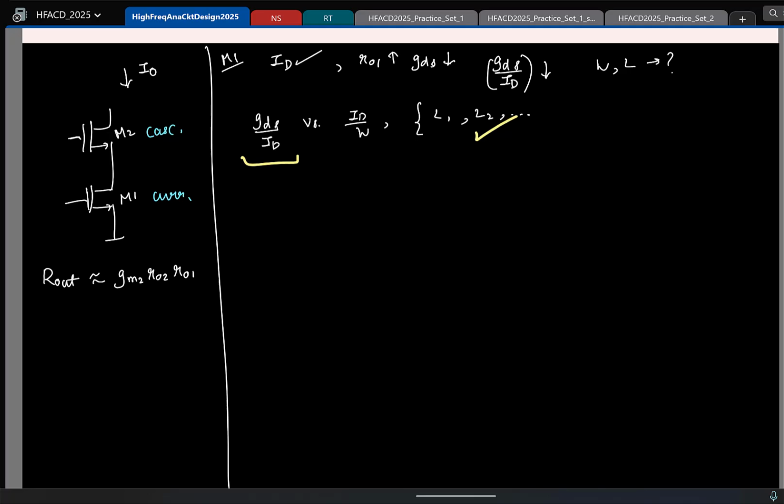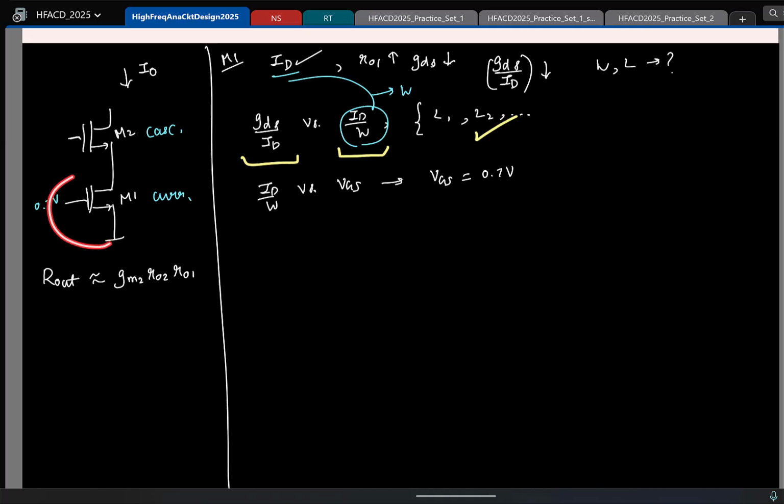You fix some GDS by ID. That will tell you what is the ratio ID by W. So which means you know the current, you know this. From this you find the width. Okay. But again, remember you don't stop there, because you have to look at the operating point also. Basically from the same plot, let us say you plot ID by W versus VGS. From this you find VGS. Okay. So let's say for example you find VGS to be 0.7 volts or something.